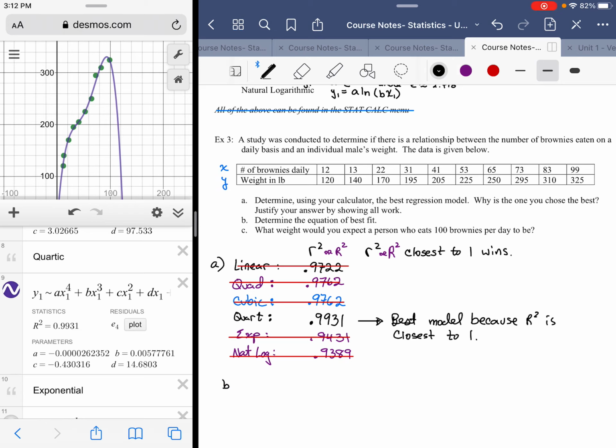Determine the equation of best fit. We got, all right, so y hat is how we write it in statistics notation. Regardless of what Desmos says, we still got to put it in the right form. So we got to write all this stuff down to 3 significant digits. If you want to use scientific notation, that's fine. In this case, I don't think it's necessary.